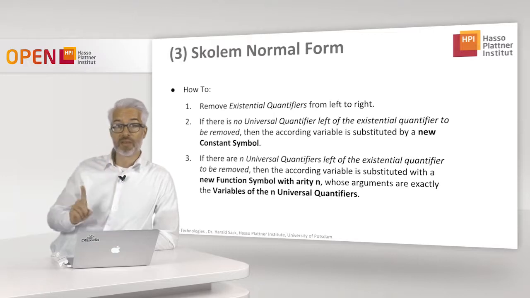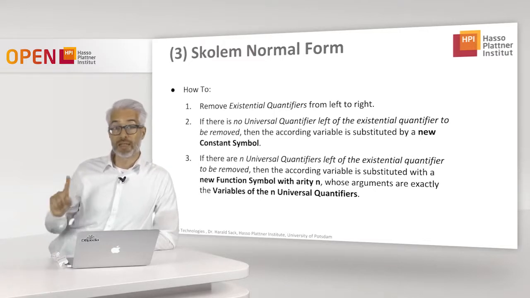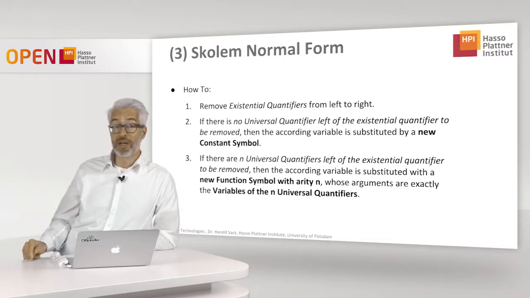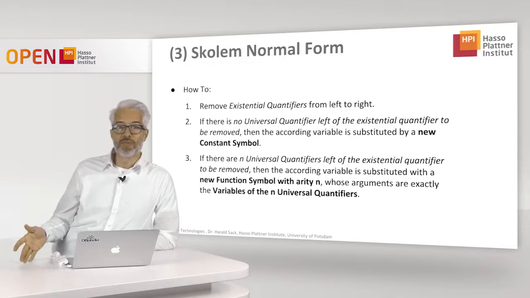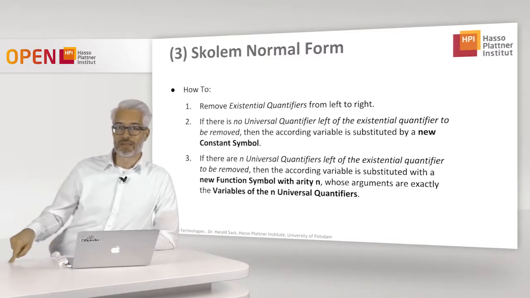But if there are one or more universal quantifications left of the existential quantifier that should be removed, then the according variable is substituted not with a new constant, but with a function symbol with arity n, which exactly corresponds to the n universal quantifiers we have left of that, and over the arguments of these universal quantifiers, simply because the individual we are talking about is dependent on the assumptions and the statements that are bound by the variables that come before the existential quantification.